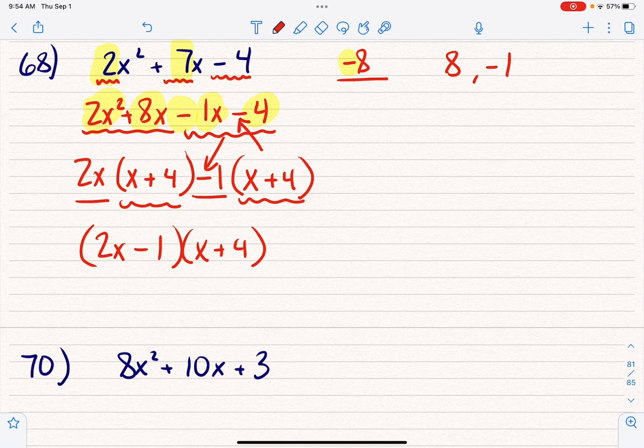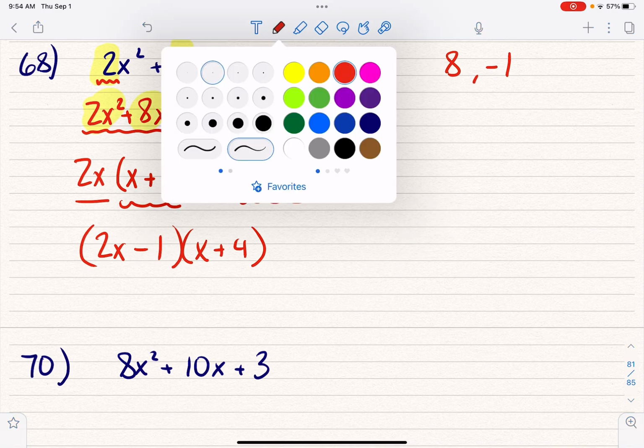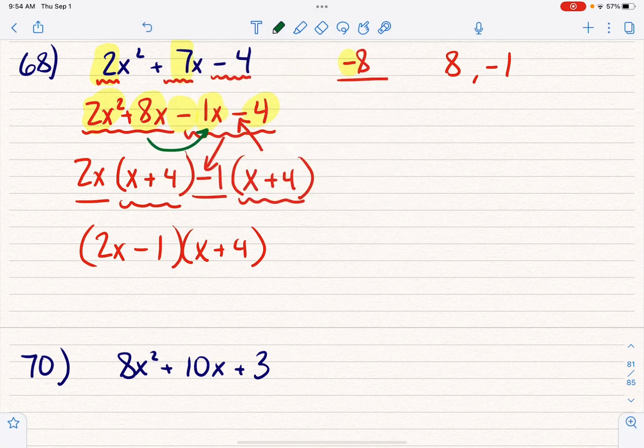Now, the funny thing is, some of you may have done this problem. I don't know that we've talked about this in class, but you can switch these two, and you'll still get the same answer.